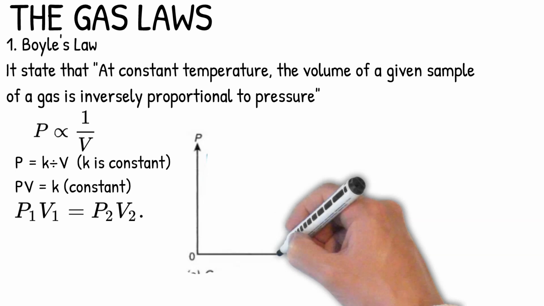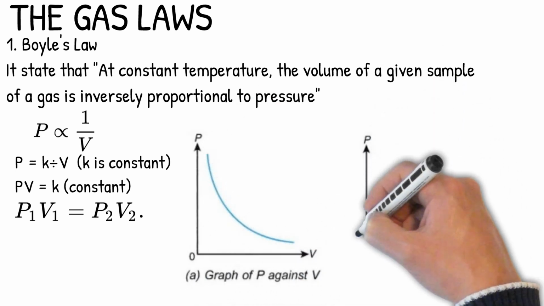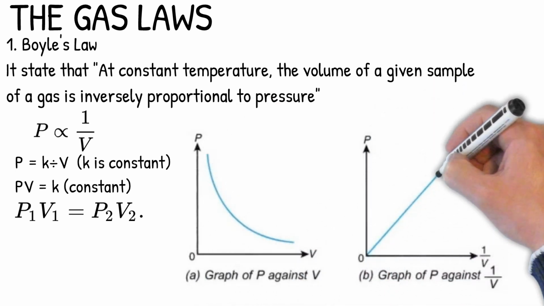Graph of pressure against volume: inversely proportional. Graph of P against 1 over V: directly proportional.